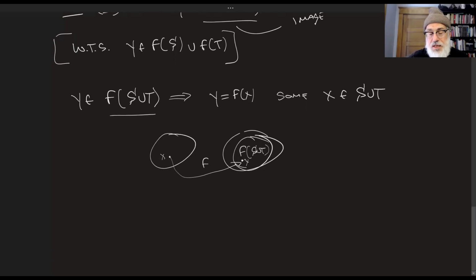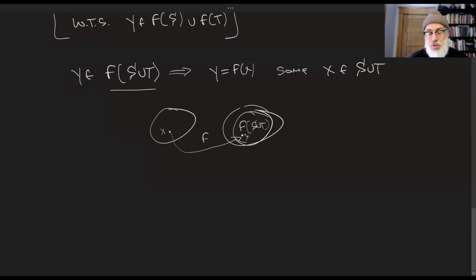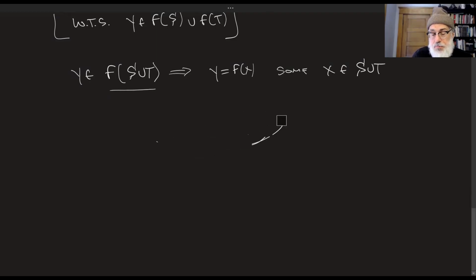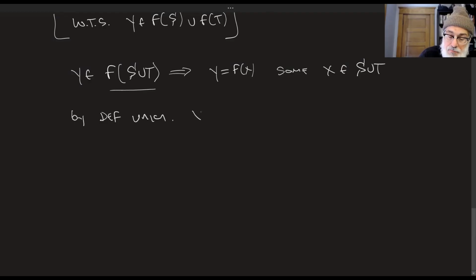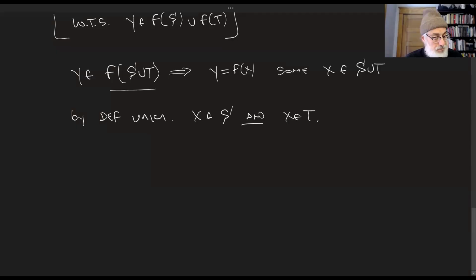Now, you don't have to write this diagram in your proof. In fact, I would suggest you do not. That's just a sort of idea of what's happening. So the argument here is that y equals f of x because f is a function. So x exists in S union T. Then by the definition of union, x is in S or x is in T. That's what it means to be the union.